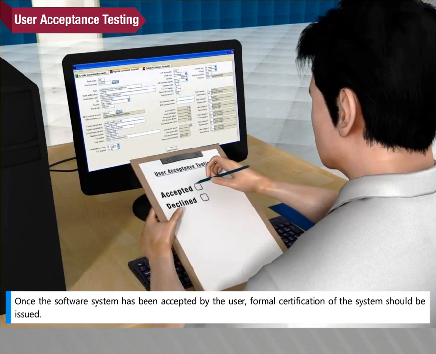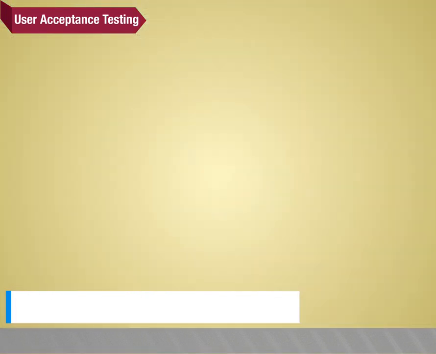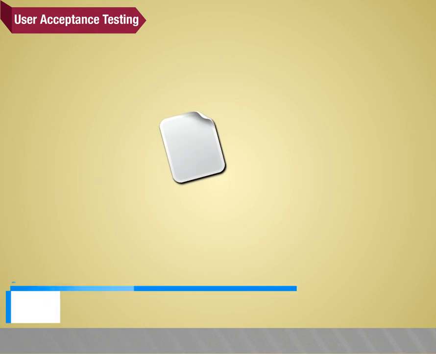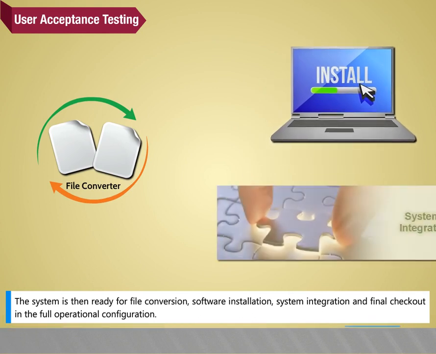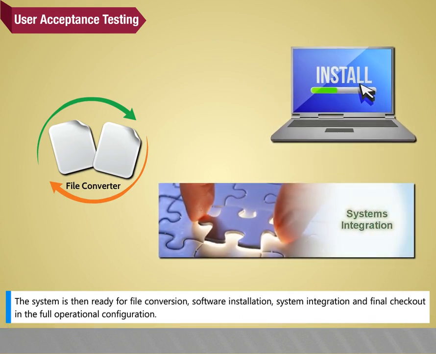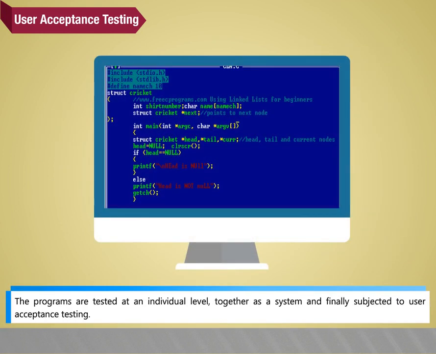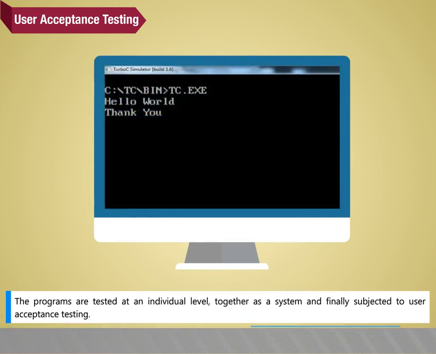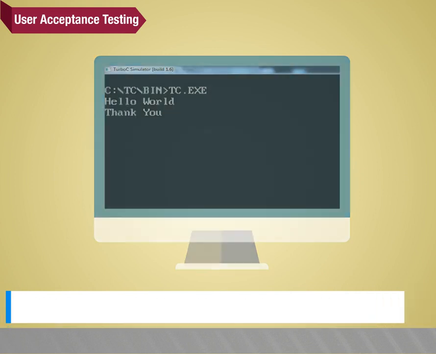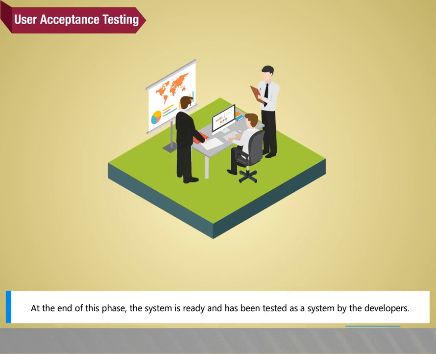Once the software system has been accepted by the user, formal certification of the system should be issued. The system is then ready for the file conversion, software installation, system integration, and final checkout in the full operational configuration. The programs are tested at an individual level, together as a system, and finally subjected to user acceptance testing. At the end of this phase, the system is ready and has been tested as a system by the developers.